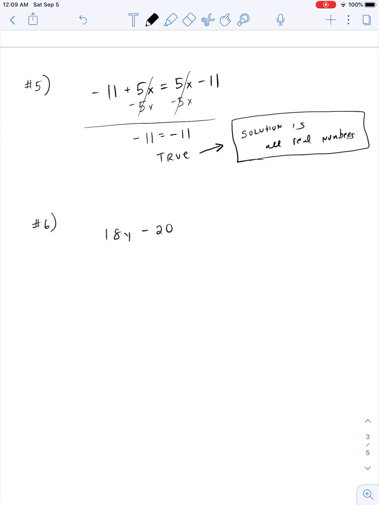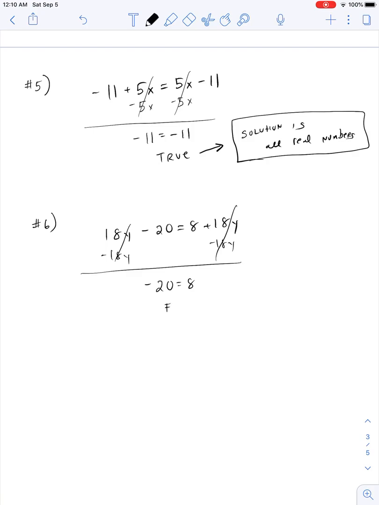18y minus 20 equals 8 plus 18y. Same thing, we see our y's on both sides, and we see that they're the same. So if I get rid of this 18y, I also get rid of it on the other side. We see they completely cancel out. Here we're left with negative 20 equals 8. Negative 20 does not equal 8.